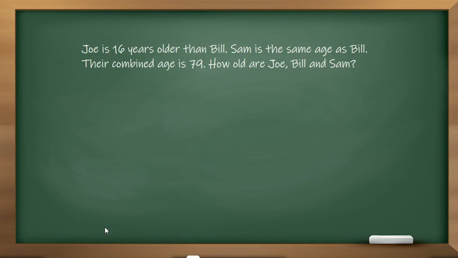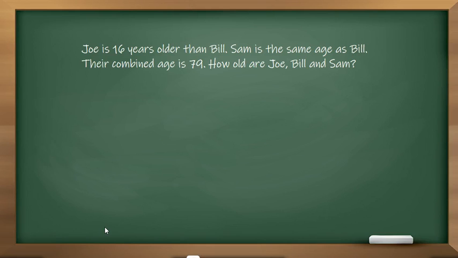This video is about solving problems using linear equations. The question we got here is: Joe is 16 years older than Bill. Sam is the same age as Bill. Their combined age is 79. How old are Joe, Bill, and Sam?